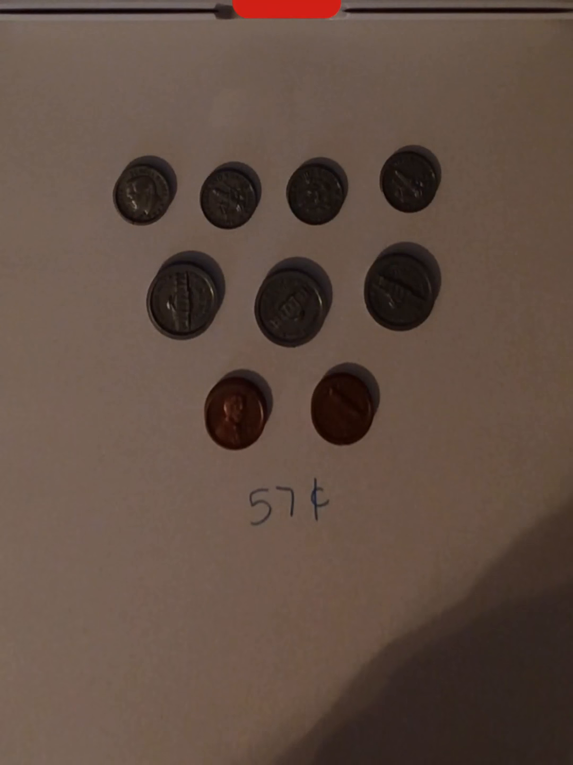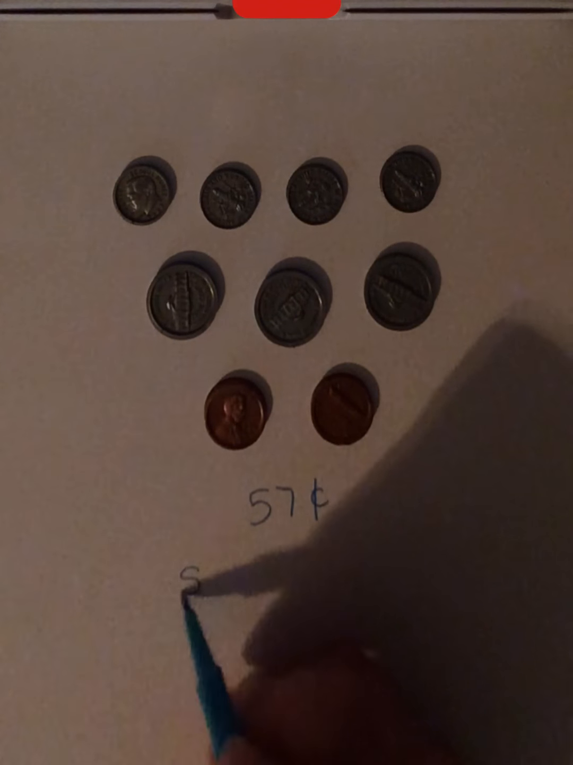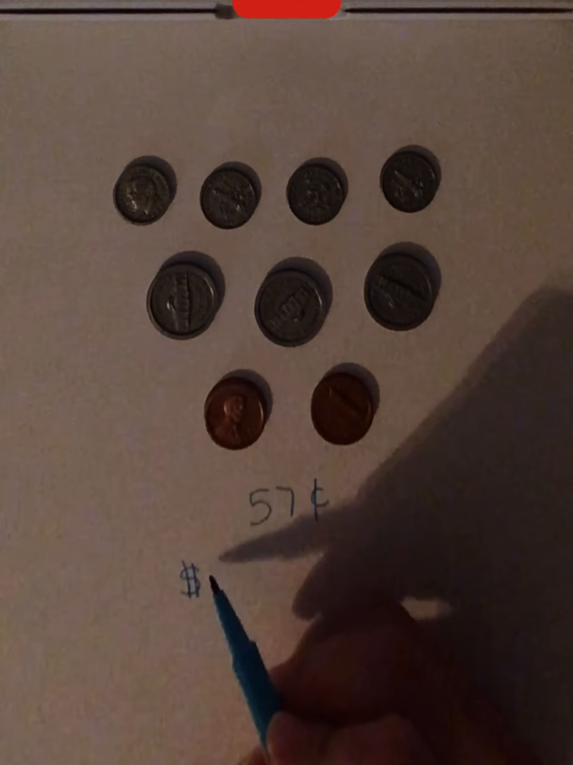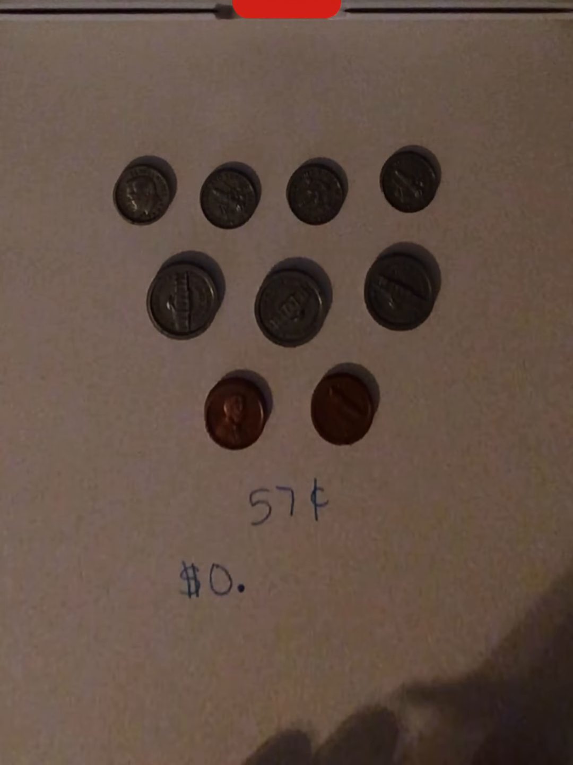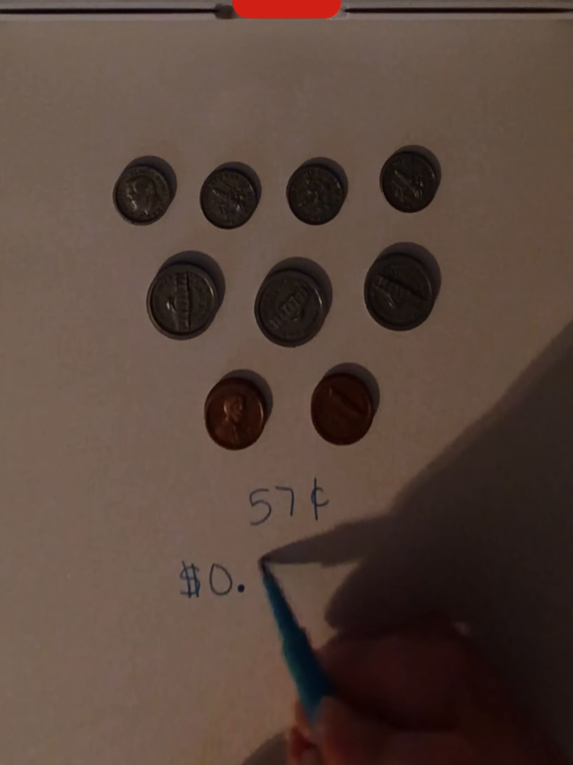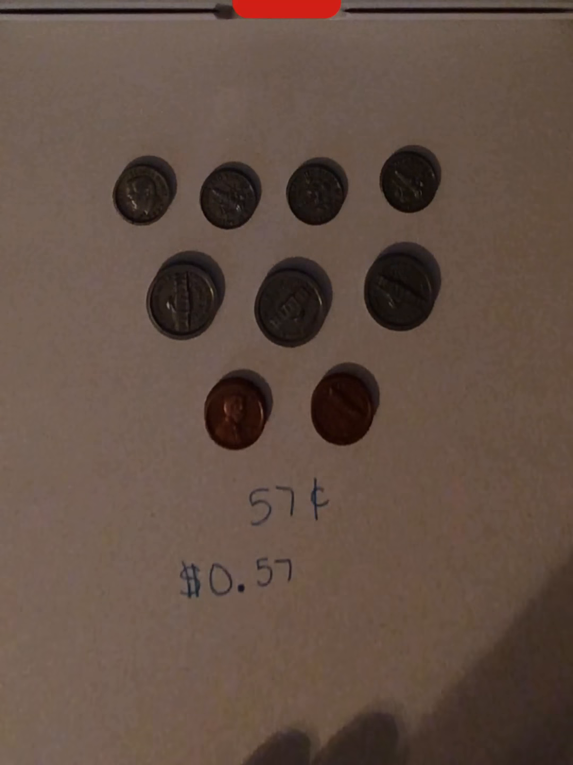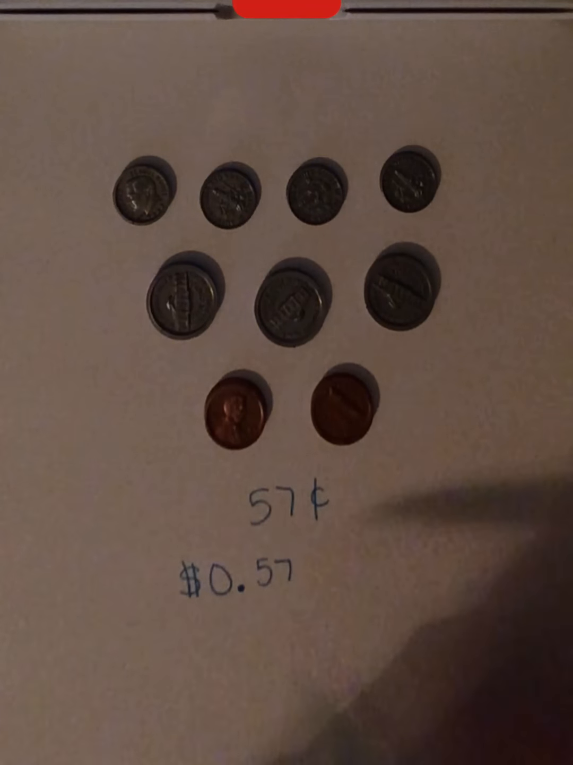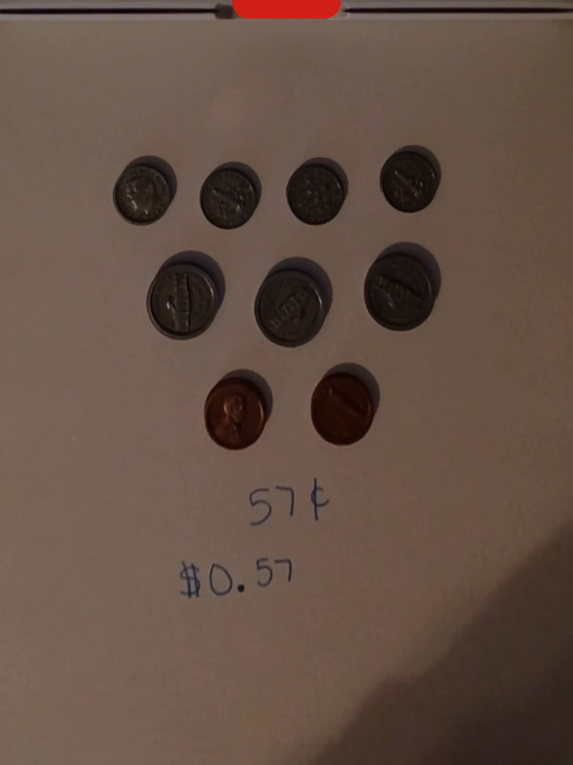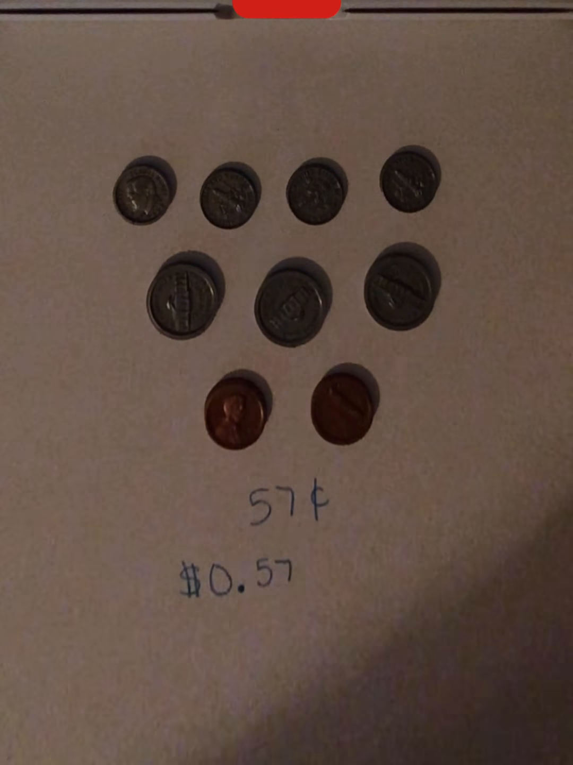How else can we write 57 cents? Remember, you can use a dollar sign, and then we have $0. Then remember, we use our decimal to separate our dollars and our cents, and we put 57. We do not combine the cent sign and the dollar sign. You use one or the other.